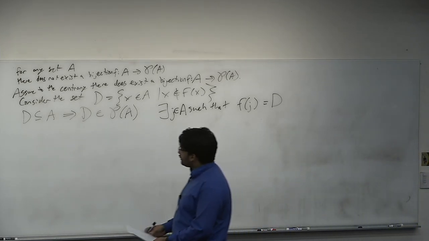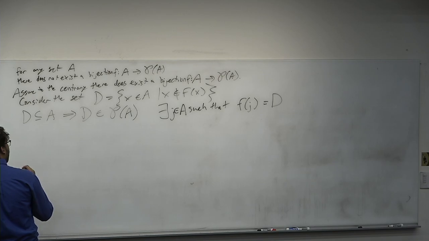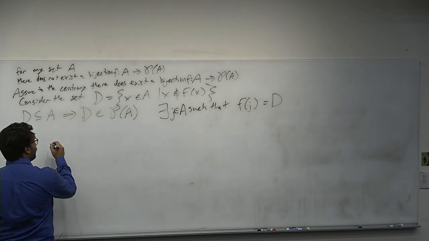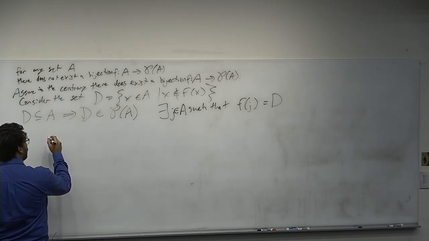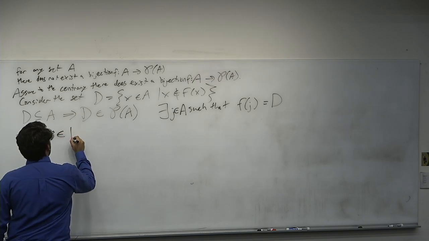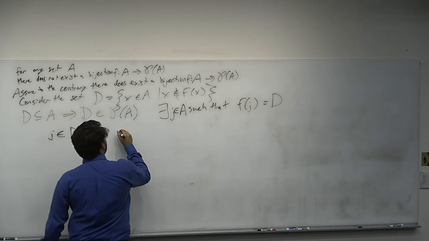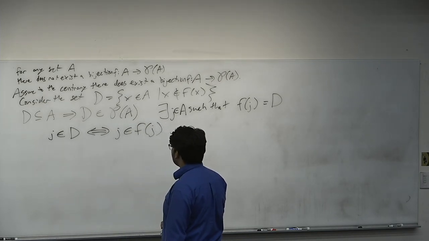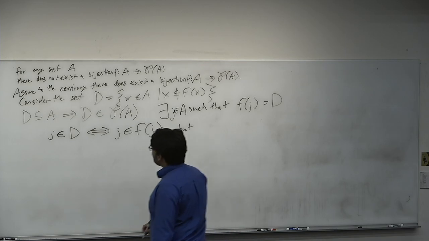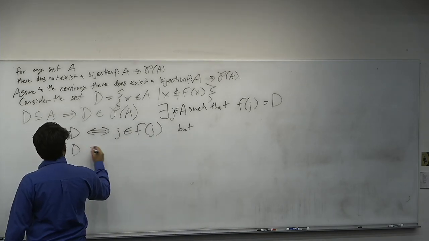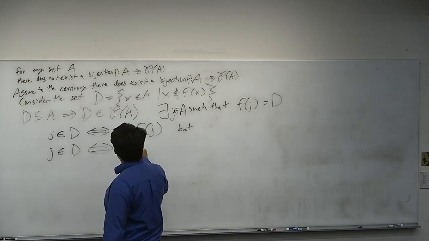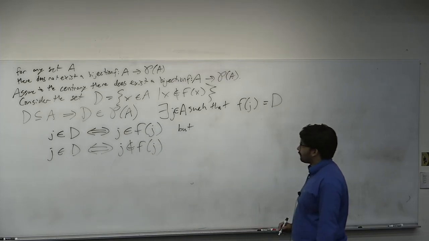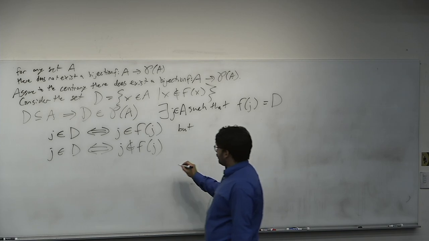Is J, the element of A, contained in D, the subset of A? Well, if F of J is equal to D, we know that J is an element of D if and only if J is an element of F of J, by definition of equality of sets. But by definition of D, J is an element of D if and only if J is an element that is not mapped to a set containing J, right? Contradiction.